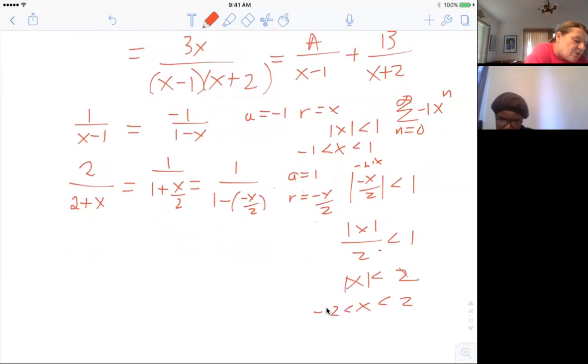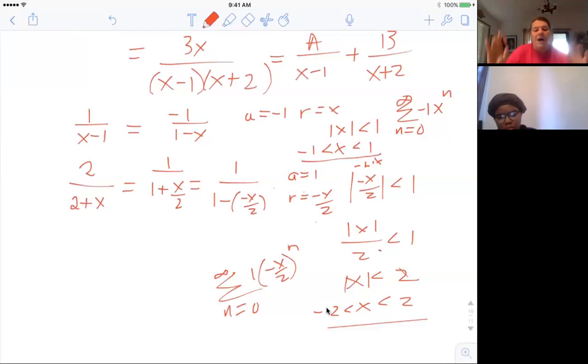So that one converges on a larger interval than that one converged. And the series in that one would look like the sum from n equals 0 to infinity. My a was 1, my r was minus x over 2. So I raise that to the nth power. There's that. So what's your question?